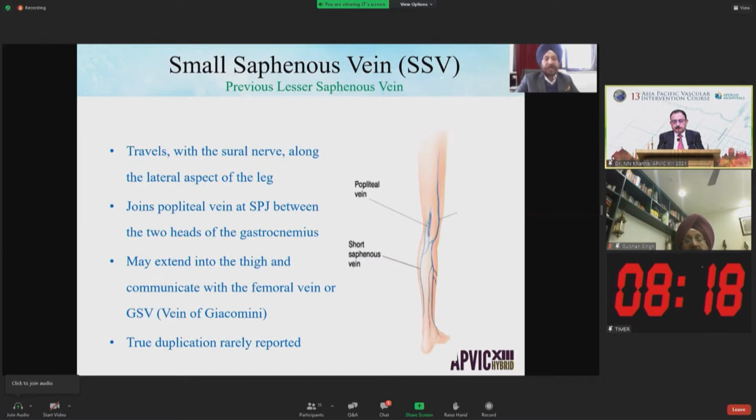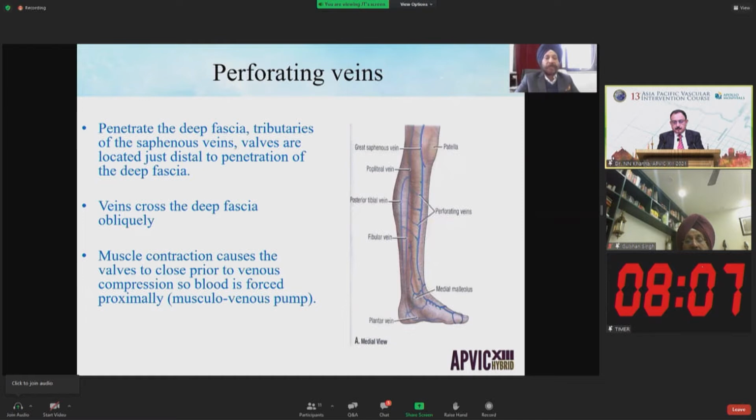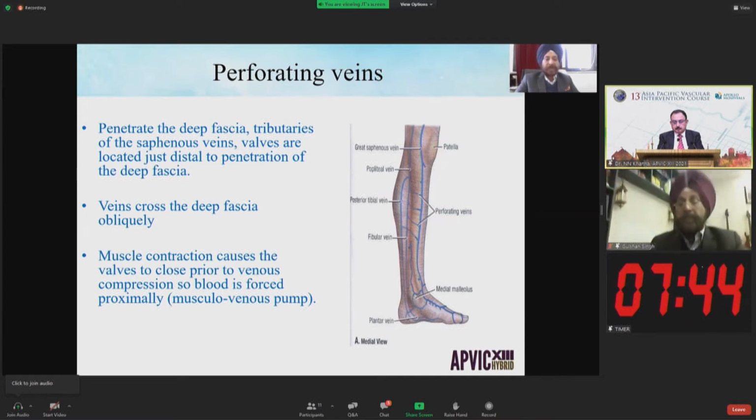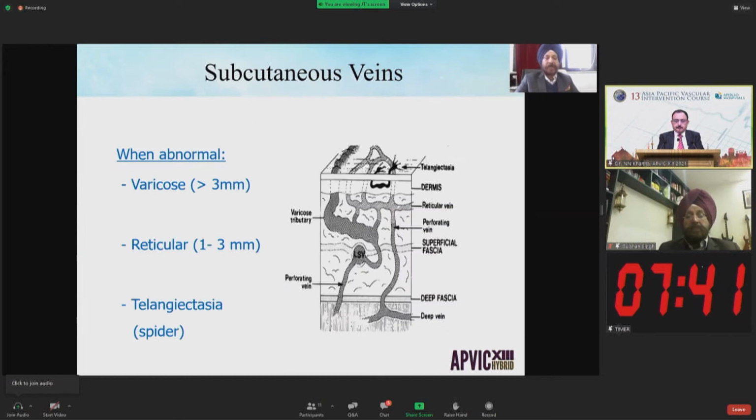It may extend into the thigh and communicate with the femoral vein or GSV, known as the vein of Giacomini. A true duplication is rarely reported. The perforating veins penetrate the deep fascia, are tributaries of the saphenous vein, and the valves are located just distal to the penetration of the deep fascia. The perforating veins cross the deep fascia obliquely, and muscle contraction causes the valves to close prior to the venous compression, so that the blood is forced proximally by musculovenous pumps.